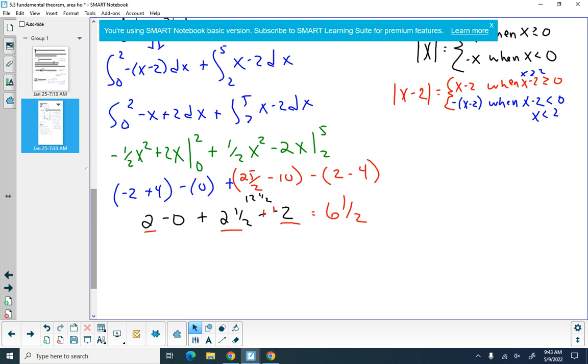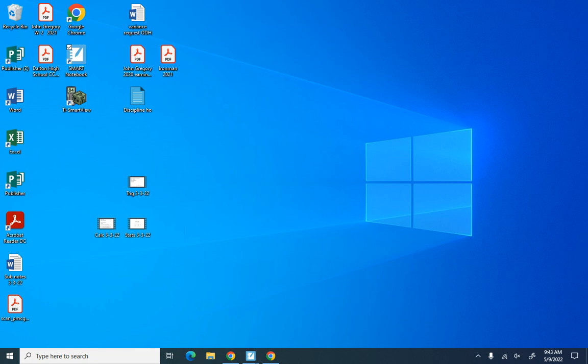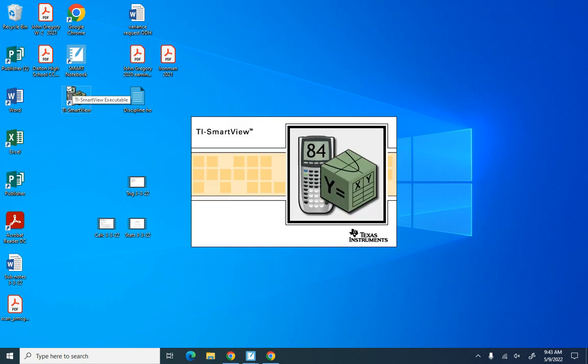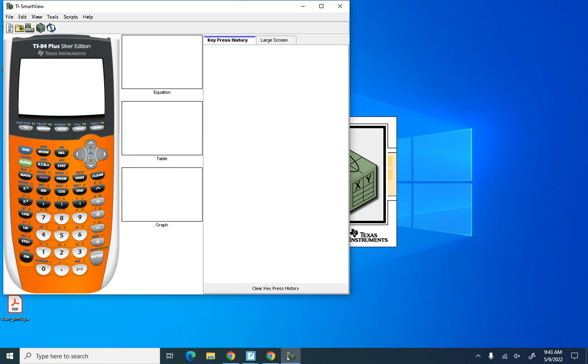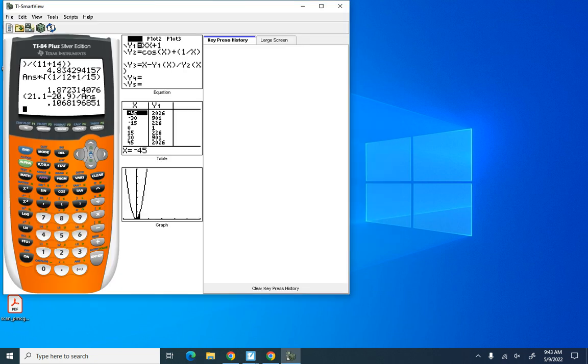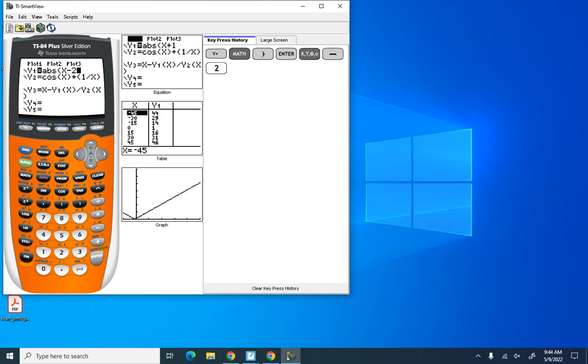Now, if we go to our calculator, looking at our calculator, we would evaluate this antiderivative. Well, let's go to our y1. Let's get our absolute value of x minus 2 in there. We can find our absolute value in our math button. We hit our math button. We go to number, which is the second option in the middle. First option is absolute value. Then we have x minus 2.